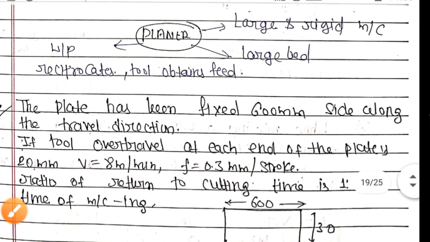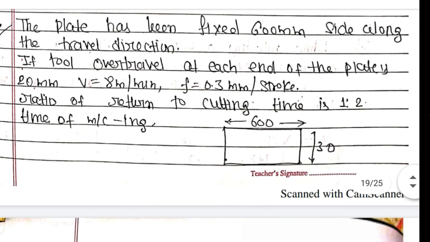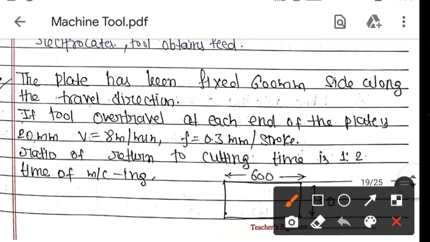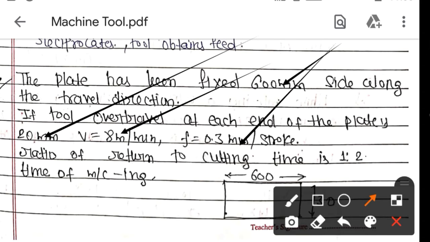Okay, so let's go ahead and solve numerical questions. The plate has been fixed; the side along, meaning the length of the workpiece, is 600 mm, and the over travel of the tool at each end of the plate is 20 mm. This means we have to add 20 plus 20 to the length of the workpiece. The cutting velocity is given as 8 meter per minute, the feed is 0.3 mm per stroke, and the ratio of return to cutting time is 1:2, meaning lambda is given, which is less than 1. Here lambda is equal to 0.5. What we have to find is the time of machining.